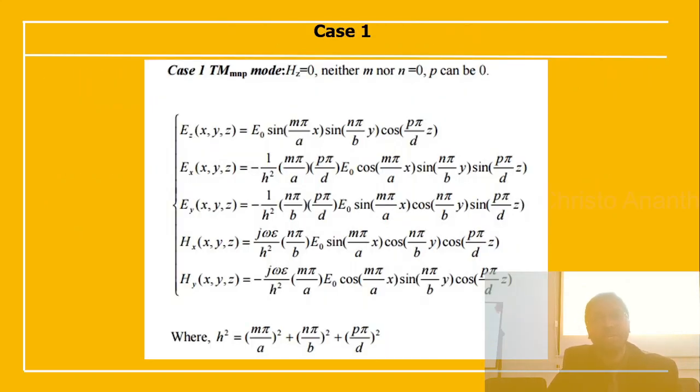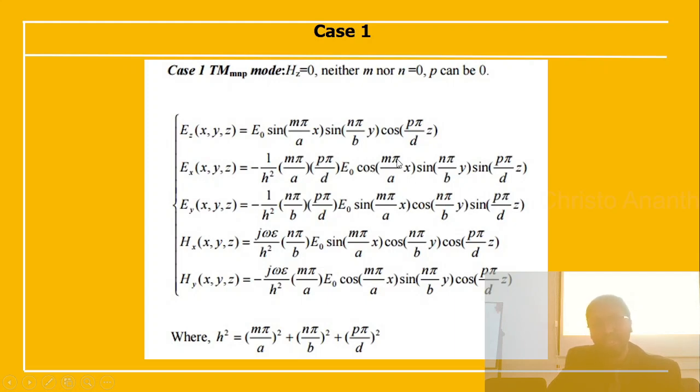TM mode. In the first case, the magnetic field along the Z direction equals 0, so neither M nor N would be equal to 0. In this case, P would be equal to 0. We will be calculating the value of Ez(x,y,z) = E naught sin(M pi by A x) sin(N pi by B y) cos(P pi by D z). Similarly Ex is minus 1 by h square, same, M pi by A, P pi by D, the cosine value.